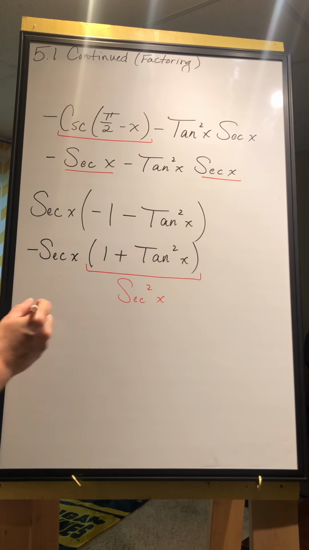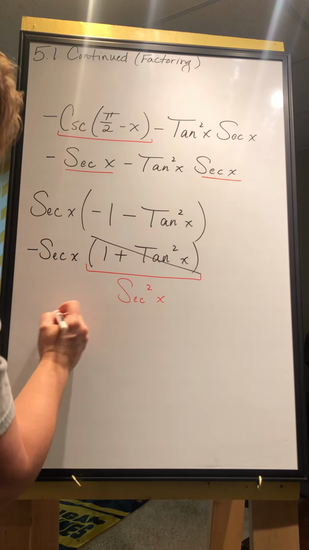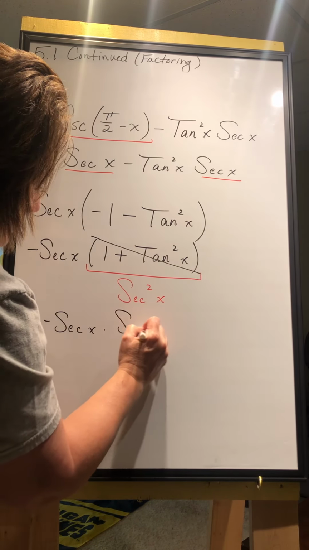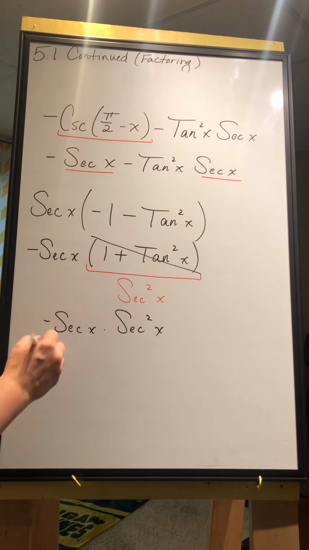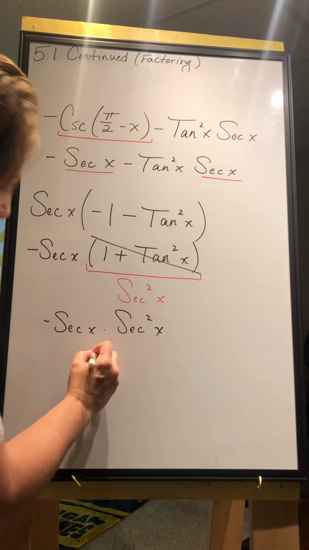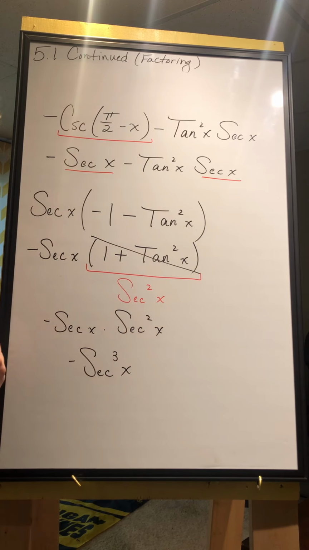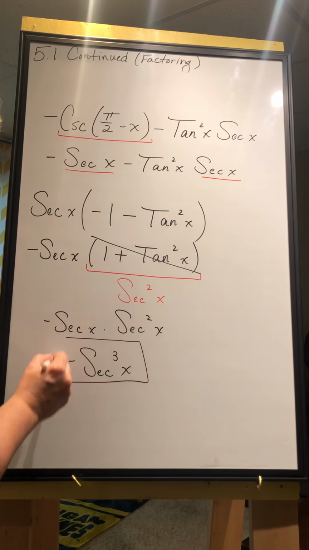So now, if I do that, I have a negative secant x times secant squared x. And I multiply a secant times a secant squared. That's going to get me a secant cubed x. And don't forget, we still have this negative sign out here.